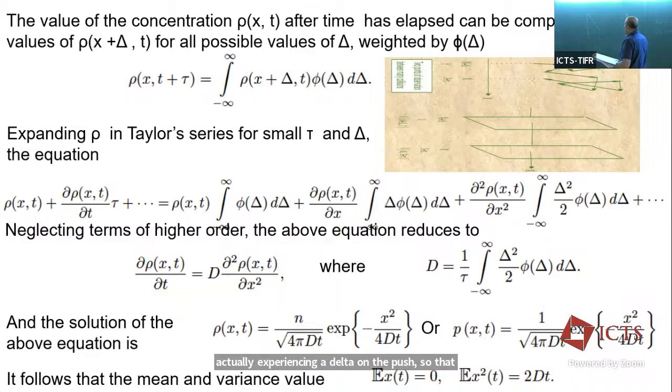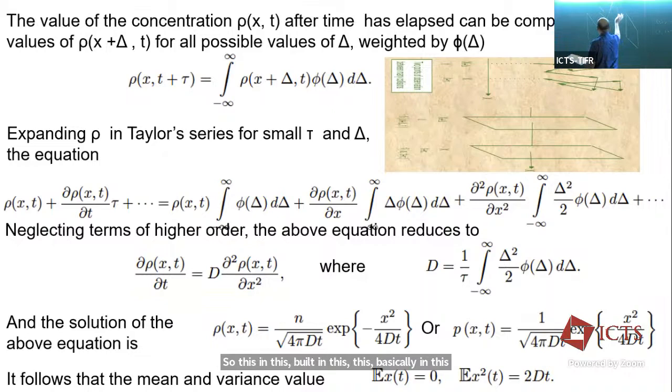You can reduce this three-dimensional problem to a one-dimensional problem, because you can take the projection. Suppose this is the zigzag motion of that particle. If we look at the x direction, then we take the projection of that displacement. In this time interval tau, the particles are experiencing a lot of zigzag motion.